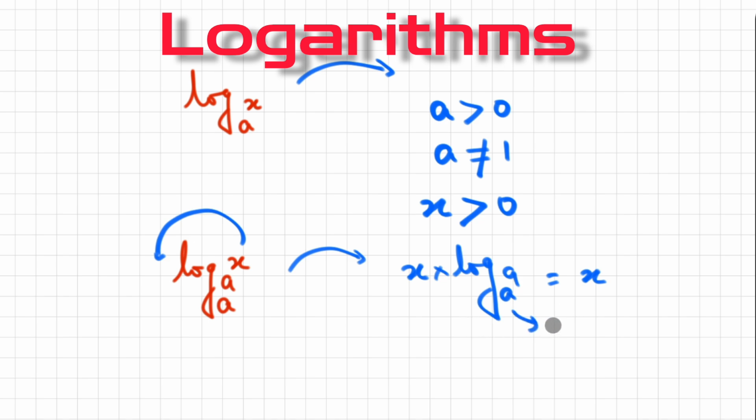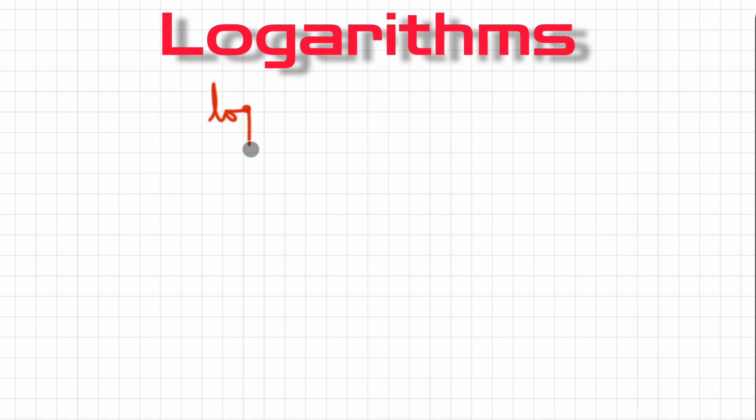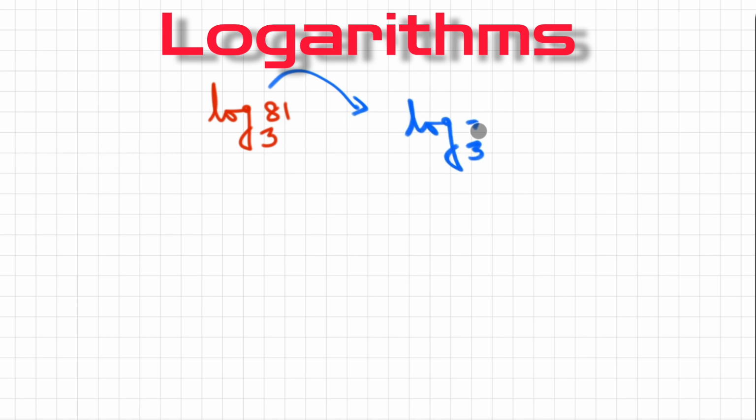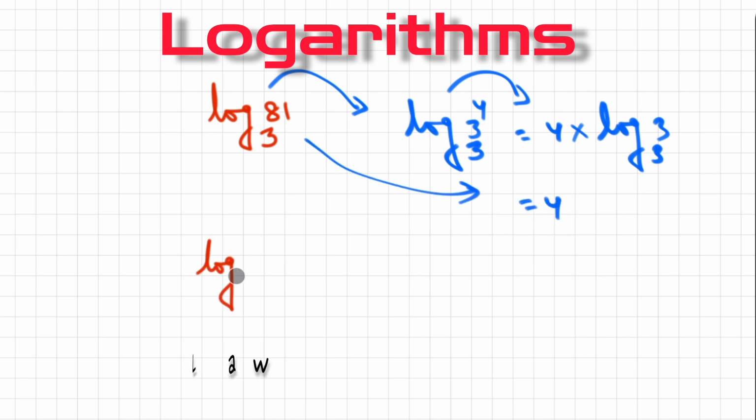Okay. Now application of this power law. If we have log 81 to the base 3, how can we solve this? 81 is 3 raised to the power 4. So here we can write log 3 to the power 4, and the power 4 will go to the front and we will multiply. Now we can write 4 into log 3 base 3, and we know that log 3 base 3 is 1. So here the answer will be 4.